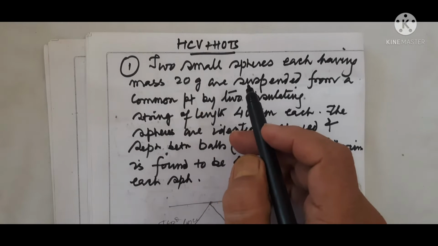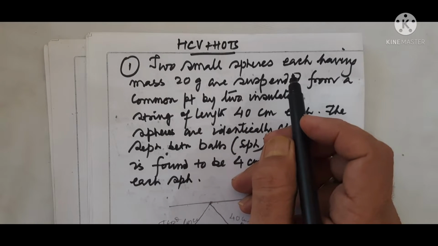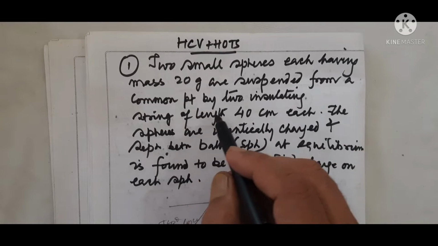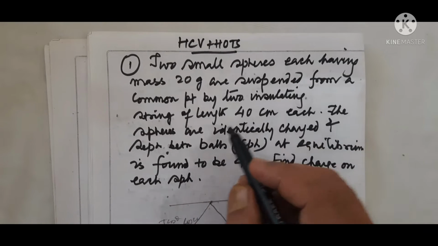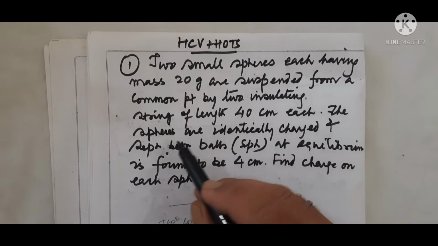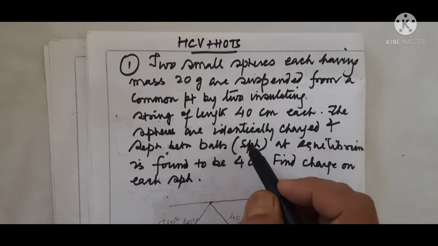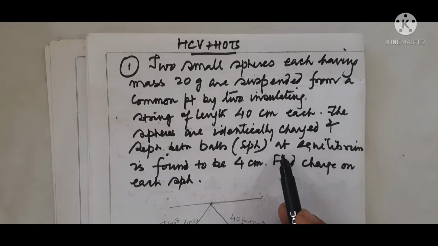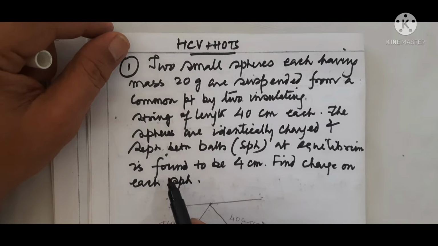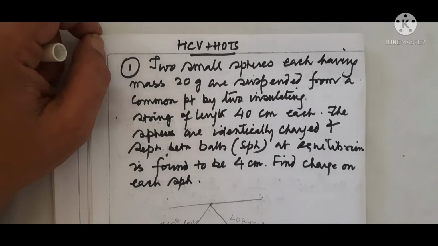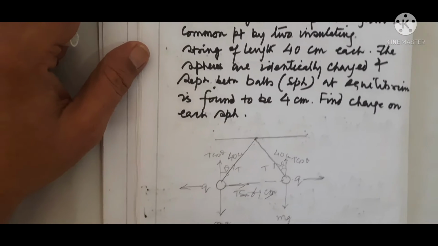Two small spheres, meaning balls, each having mass 20 gram, are suspended from a common point by two insulating strings of length 40 centimeter each. The spheres are identically charged and the separation between the balls at equilibrium is found to be 4 centimeter. Find the charge on each sphere. The diagram is like that.